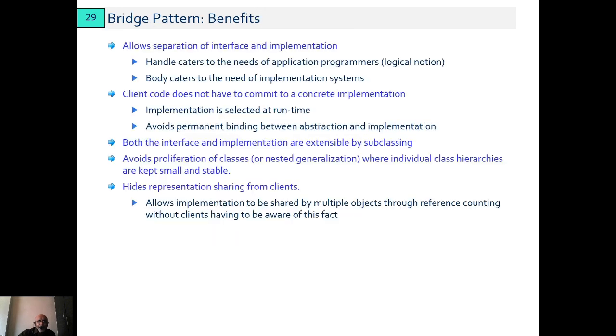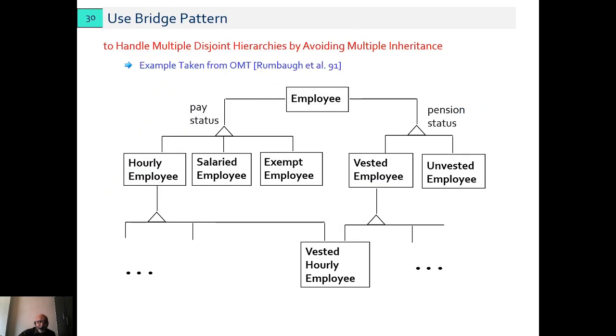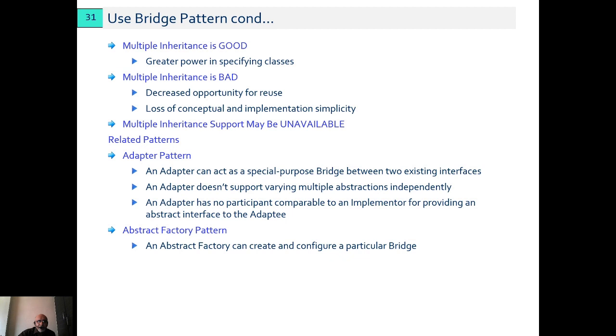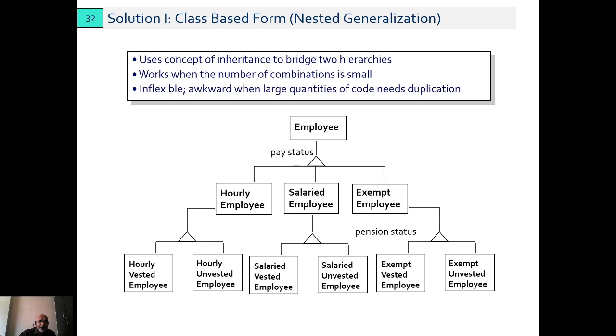Now, bridge we have discussed, right? So this is an example of employee and employer. Use bridge patterns when multiple inheritance is good. Greater power in specifying the classes, but decreased opportunity for reuse because you are working around with the two things. One is the loss of conceptual simplicity, and another one is extended implementation situation. So there is a trick now in using bridge, right? So the second pattern has been covered.